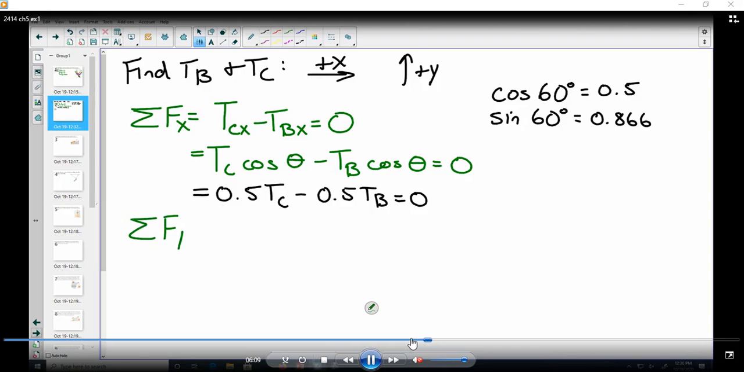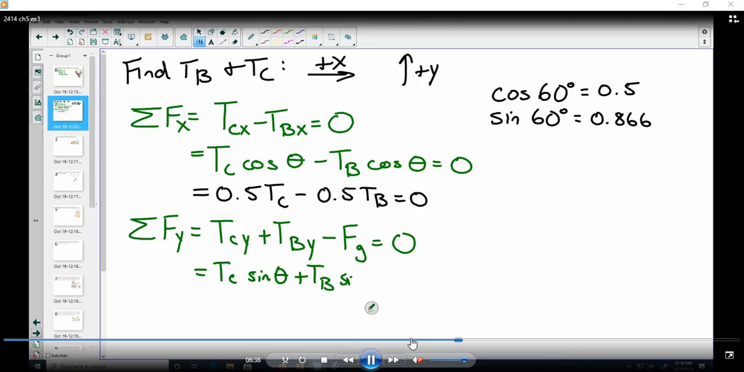Now to get the second equation, we have to write things in terms of the Y dimension. So in terms of the Y dimension, the two Y components of the tension are both pulling upwards, and so they're both going to be positive. And the weight, or the force of gravity, is pulling downward, so it's negative. And because it's in equilibrium, there's no acceleration, so it has to be equal to 0.